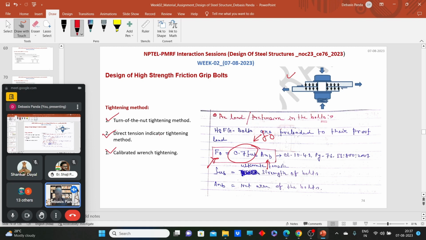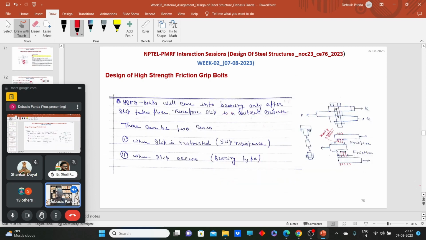So if you go through any standard book, you can find out this tightening method. Now let's quickly go to the design aspect using high strength frictional grip bolts. Using these bolts, we can design two kinds of connections. One, when slip is restricted. That means we are avoiding the bearing and shearing action.